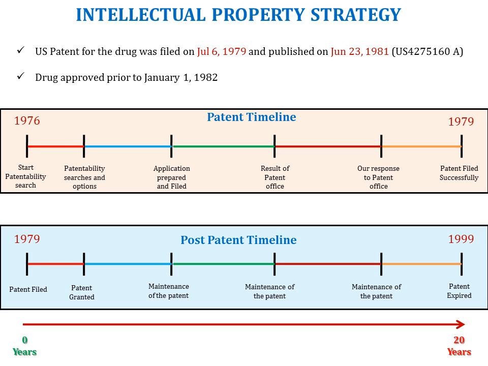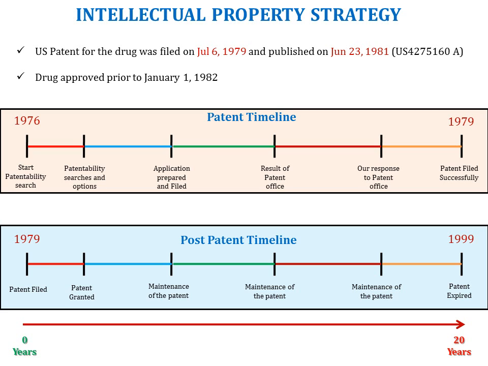In 1976 there was a start for the patentability search, followed by patentability search and options. Then the application was prepared and filed in the patent office. Then they would have obtained the result from the patent office, followed by the response to the patent office, and finally the patent was filed in 1979. There are some things which have to be carried out after the patent has been filed. That is called the post-patent timeline.